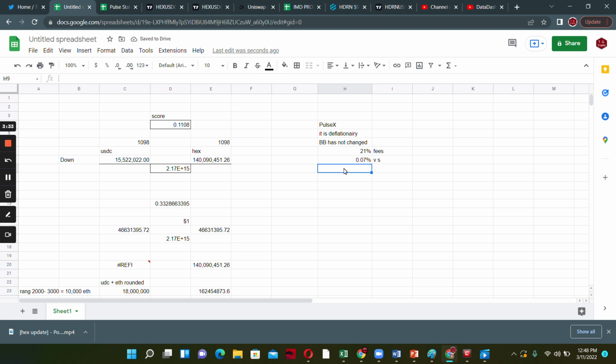Alright, so we came here for the math. PulseX is deflationary. The buyback has not changed. This is the amount that buys back and burns. Okay, but then we know that the devs referenced this 0.07 buy pool as where the PulseX comes from. Well, wait a minute. If it's going to a dumpster and being burnt, how can it be funding this? This is the hang up here.